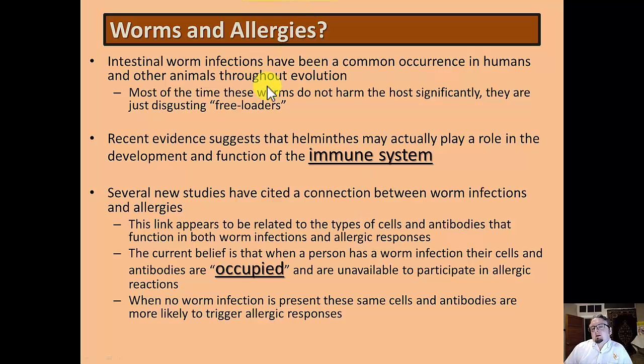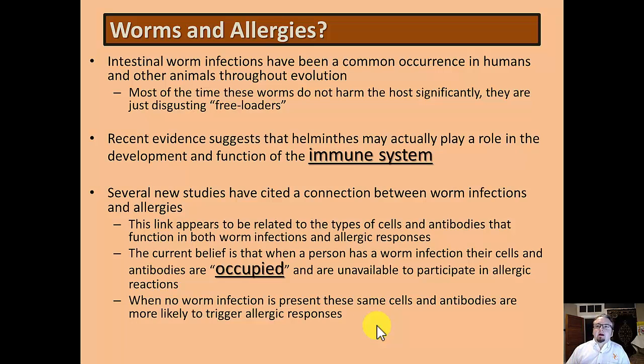Research is actually suggesting that while that may be good in some ways, there may be unintended consequences. It turns out that our immune system may actually have some benefit by having a worm infection present. We actually have immune cells and even antibodies that are designed to target worm infections primarily. And because they were so common at one point, the theory is that our immune system developed a whole mechanism to target these types of worms.